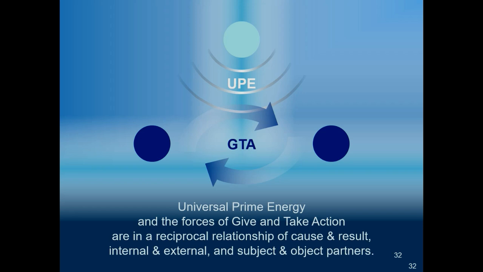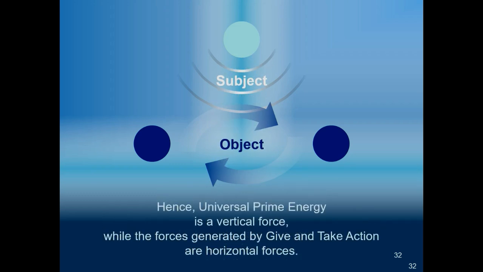Universal prime energy and the forces of give and take action are in a reciprocal relationship of cause and result, internal and external, and subject and object partners. Universal prime energy is the position of cause, give and take action is the position of result. Also, universal prime energy is in the position of internal, give and take action is the position of external. Universal prime energy is in the position of subject, give and take action is in the position of object. Hence, universal prime energy is a vertical force, while the forces generated by give and take action are horizontal forces.